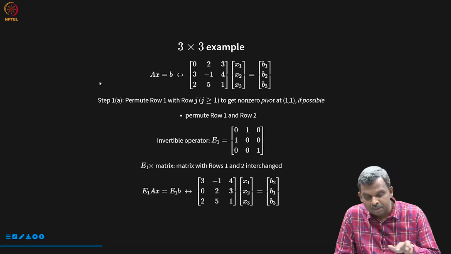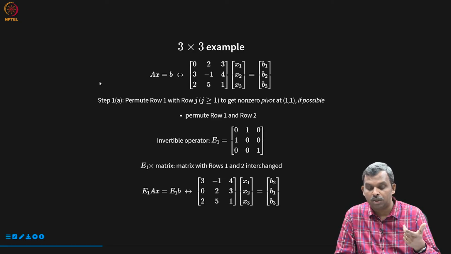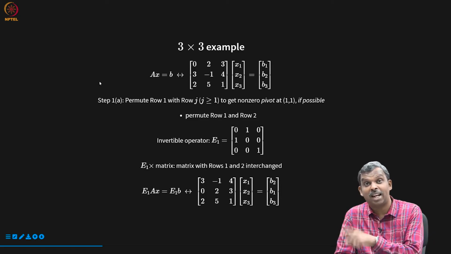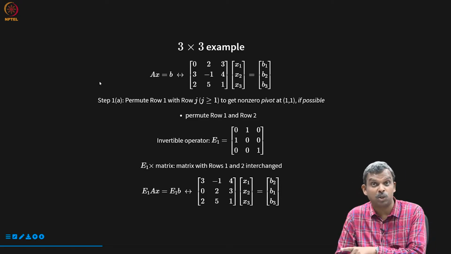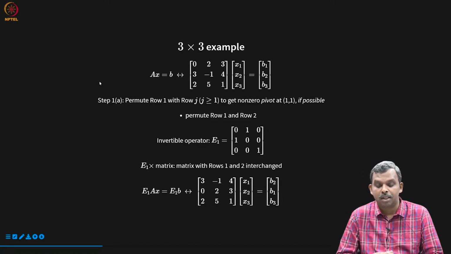Okay. So what happens after I multiply, the first and second row get interchanged. Okay. So my matrix becomes 3, minus 1, 4. Notice the same interchange happens on the right hand side also. See, E1 multiplies b also. So b2 and b1 also get interchanged. Okay, so this is what happens. This is the first step.